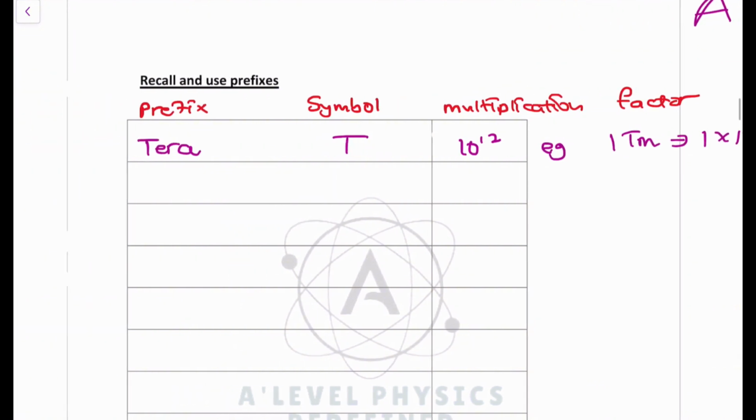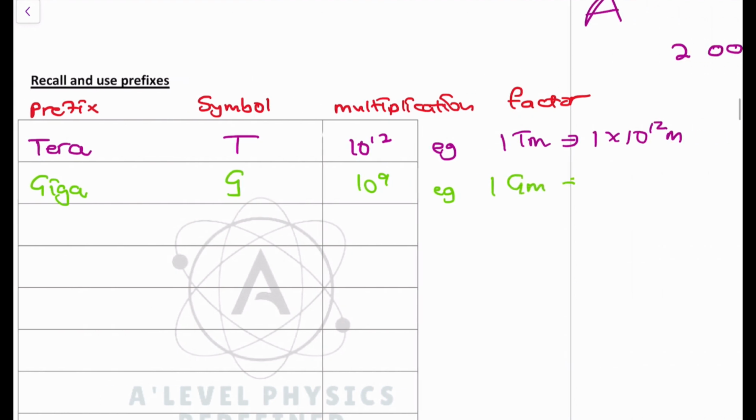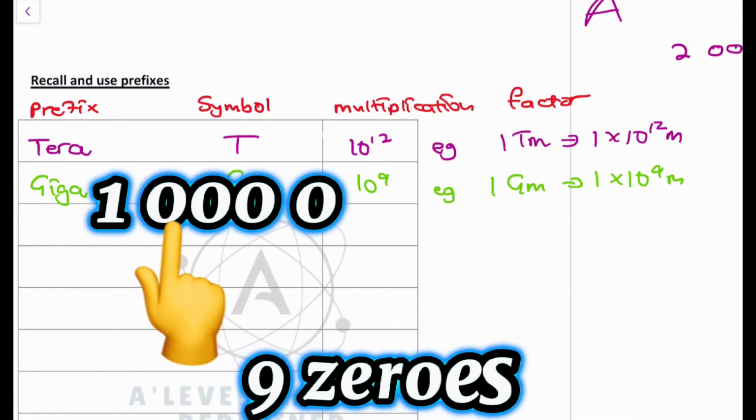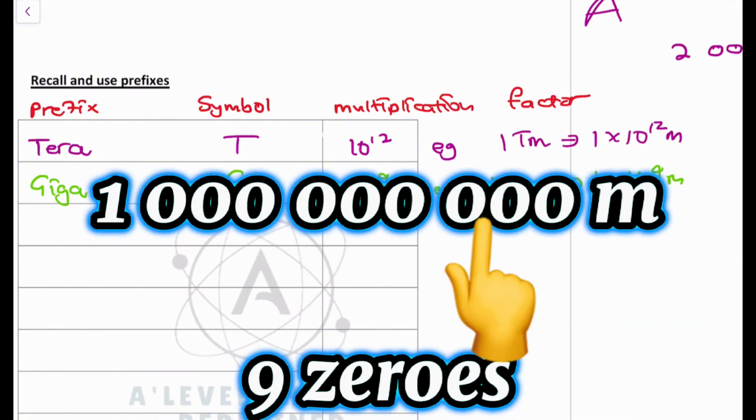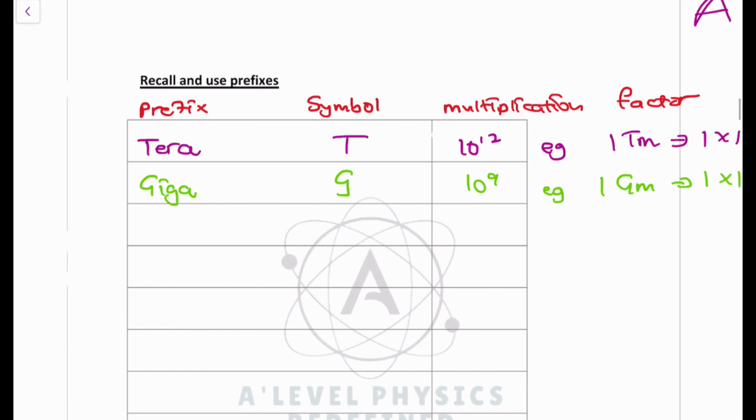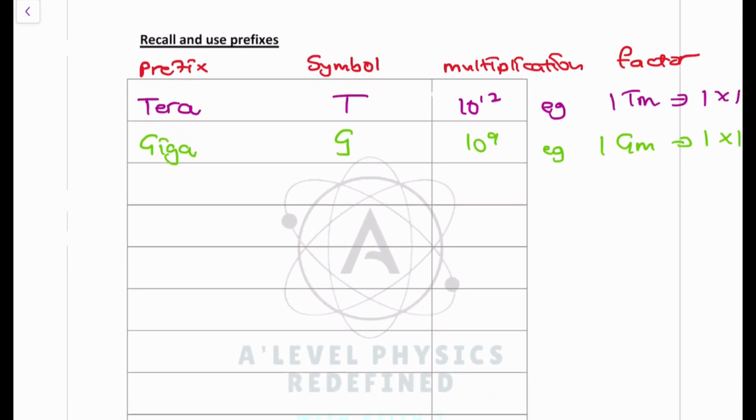The other one that we're going to talk about is giga. Giga, very important. It's a capital letter G, and that's going to be 10 to the power of 9. For example, we could say 1 gigameter, which is 1 times 10 to the power of 9 meters. Instead of putting 9 zeros, we're just going to put 1 giga. So prefixes really make your life a lot easier, and they're going to be very highly examinable, and you're going to solve a lot of past papers about prefixes.